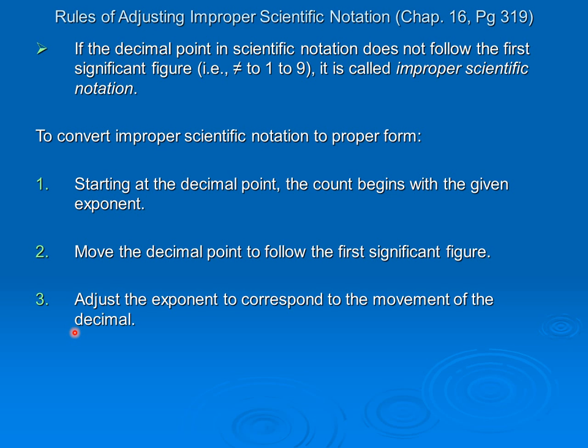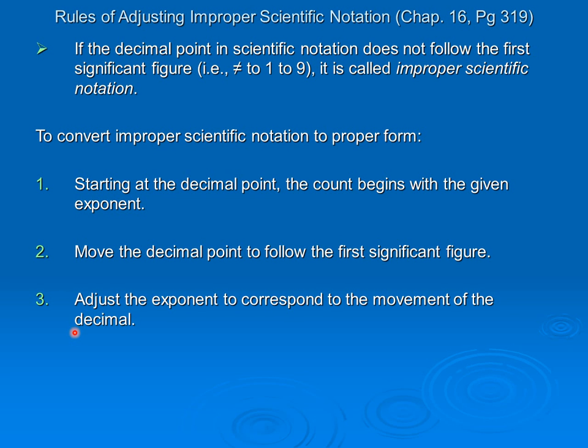That means we have a number in scientific notation, but the decimal point is not at the right place. So we have to move the decimal point to the right place. You might have to move it to the right or left, depends. Based on how you move the decimal point, you'll have to adjust the exponent of 10, because there will already be an exponent, and you have to adjust it.